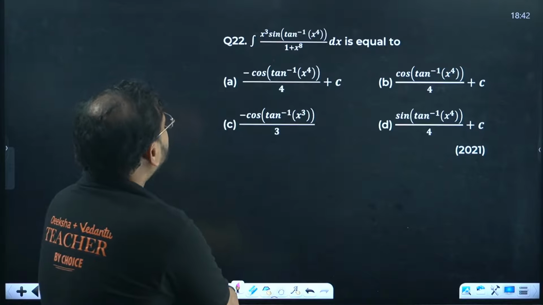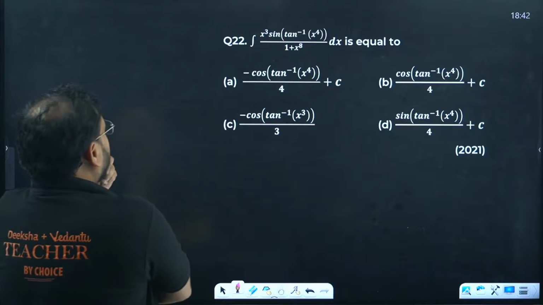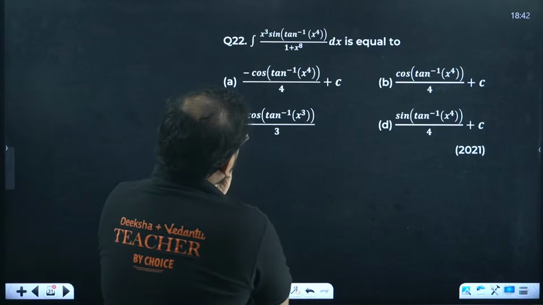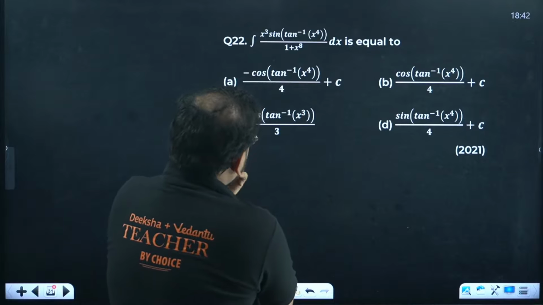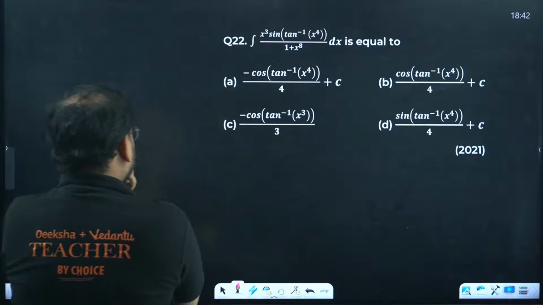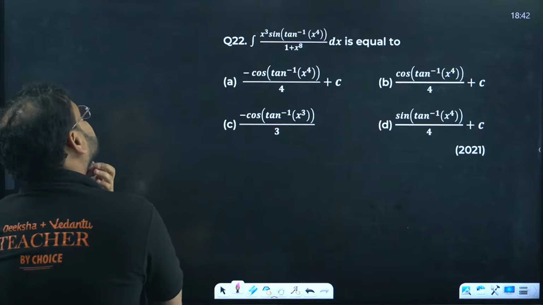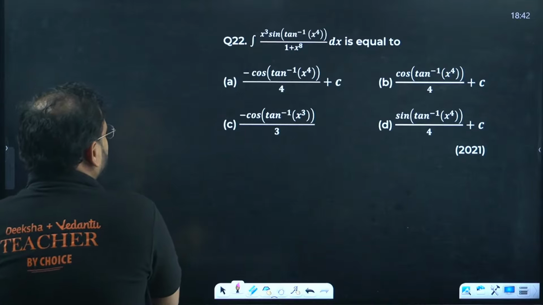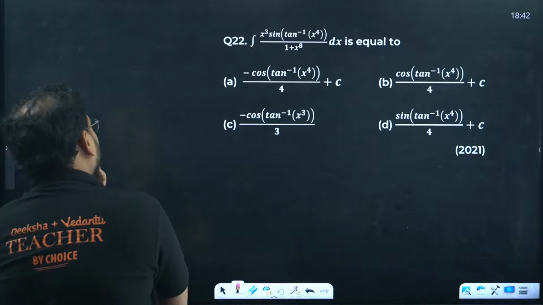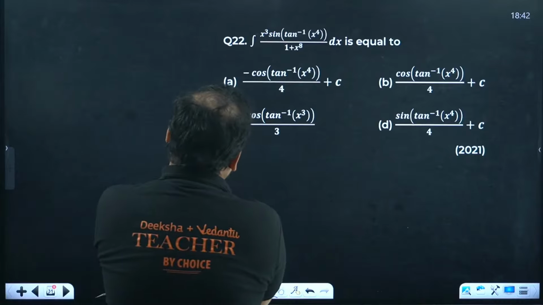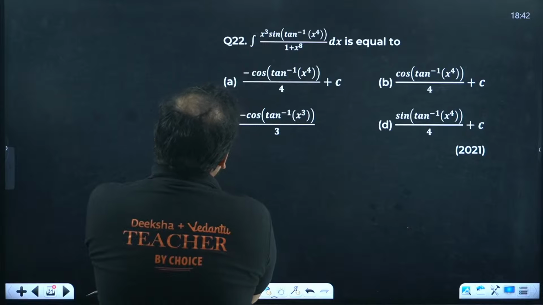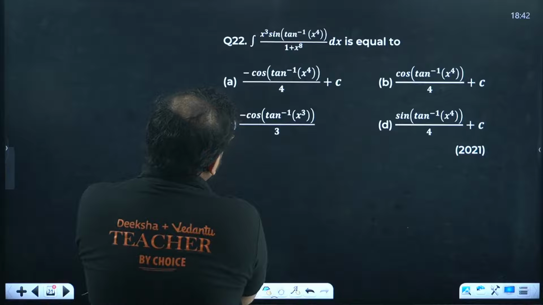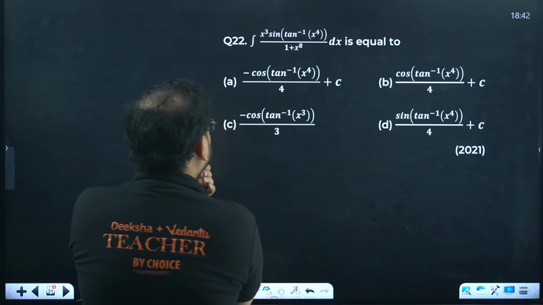Will there be a minus sign? Yeah, of course, because we have sine theta, no? So this will become, sir, if I take tan inverse, I'll get 1 upon x power 8 as denominator. I'll get 4x cube only. Sine will become cos. Is this not sine? Okay, sine becomes cos.